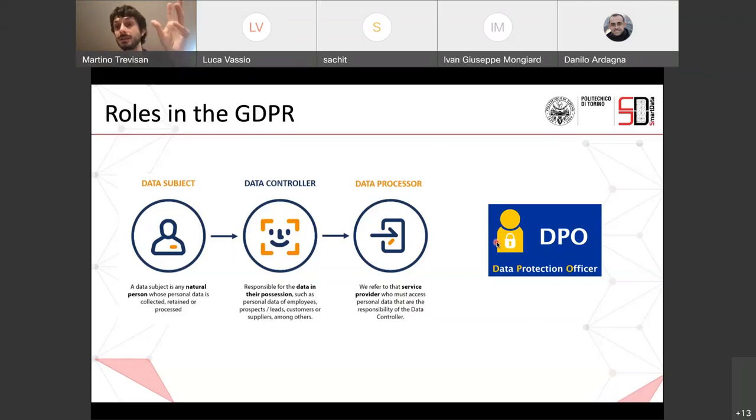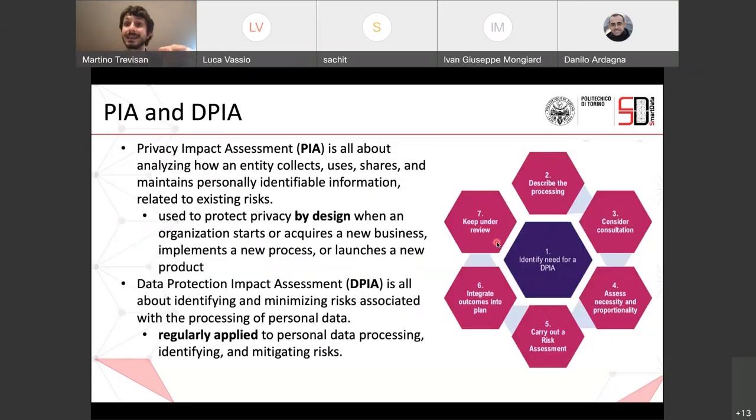And it is important that you know this, because also as researchers, you may need to face this kind of personal information related issues. Also, you may need to write the assessments from the GDPR, the privacy impact assessment and the data protection impact assessment. These are documents that you must write also as a researcher if you collect personal information.